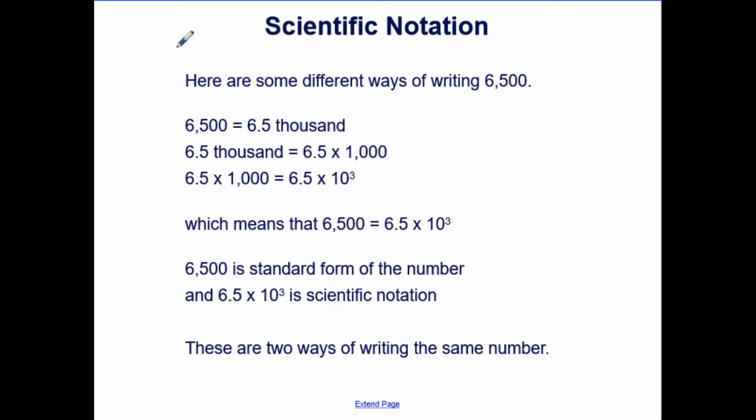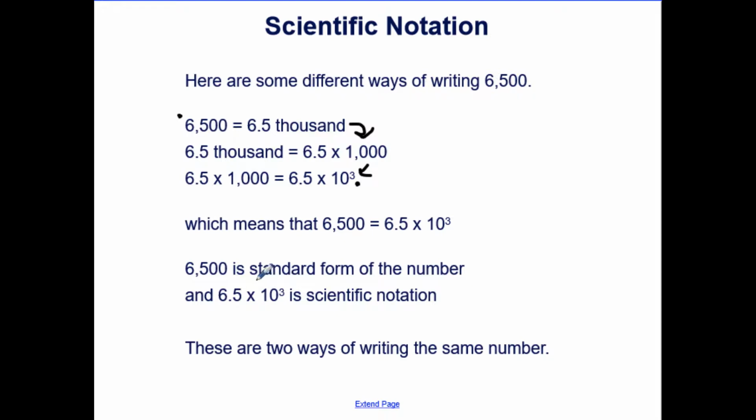Here are some different ways of writing 6,500. We can write it equal as 6.5 thousand, 6.5 times 1,000, actually writing out the 1,000 as a number, and then also 6.5 times 10 to the third, if we write 1,000 as a base of 10, which means that 6,500 equals 6.5 times 10 to the third, if we go from where we started to where we ended up.